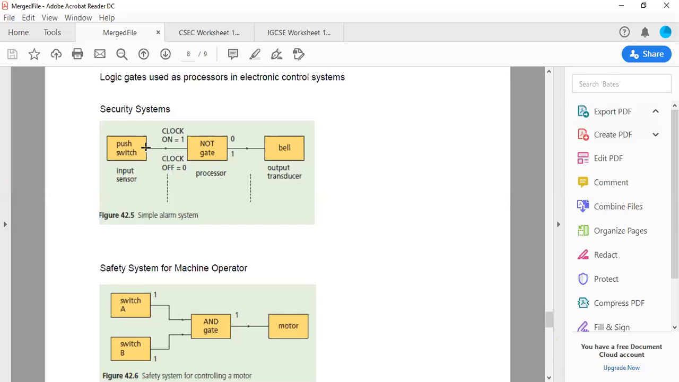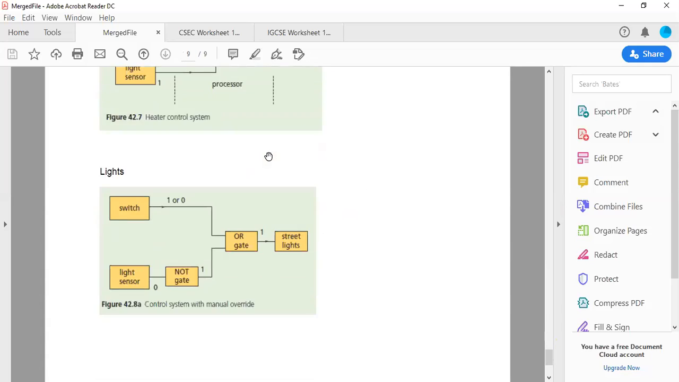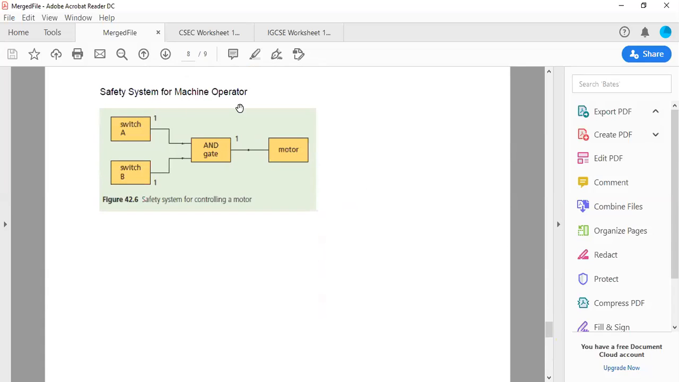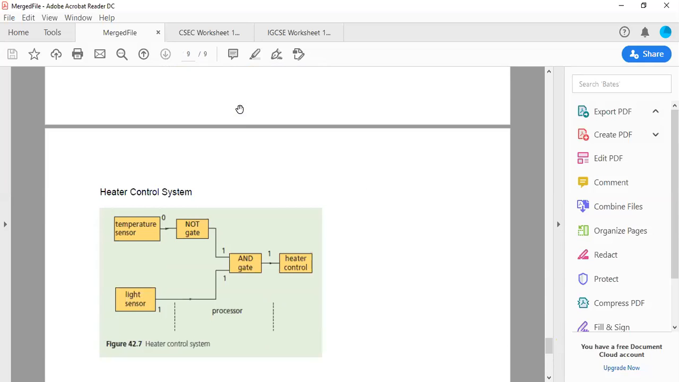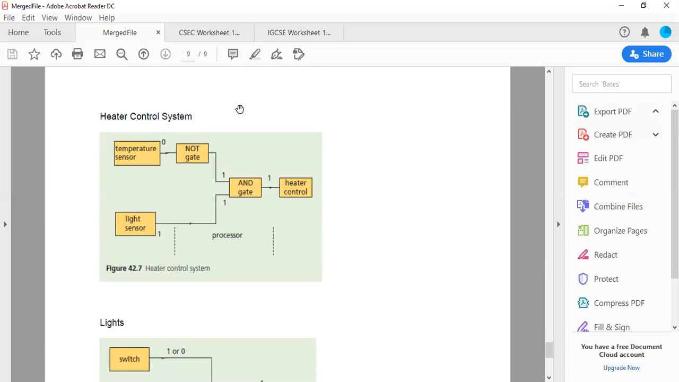Good. So any one of the conditions, they will operate. There are three others that we're going to be dealing with, which are the safety system for machine operations, the heater control system, and the lights. We'll deal with that when we resume class.